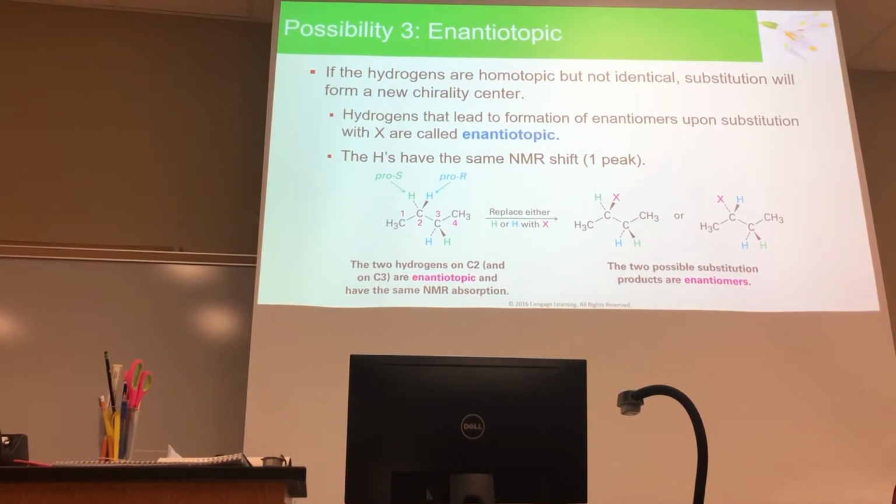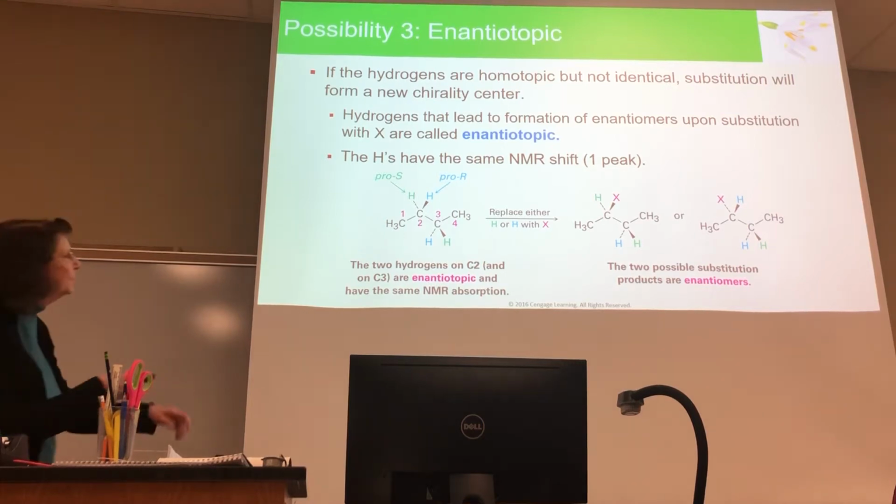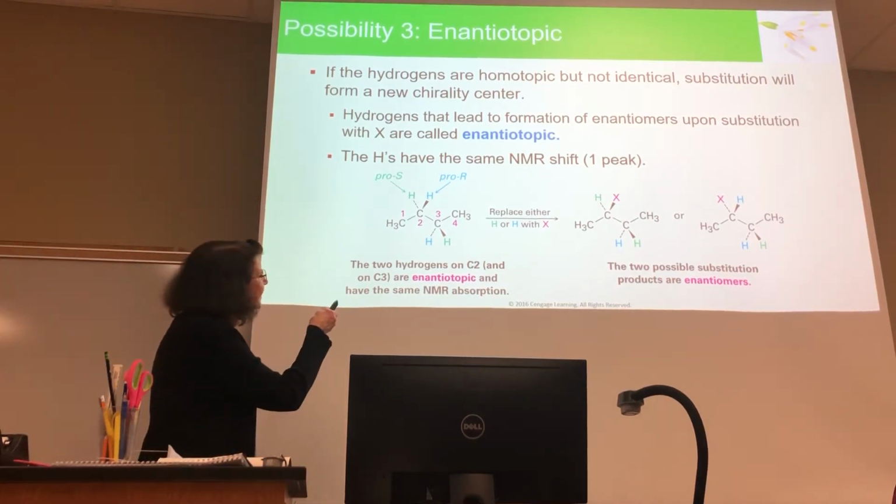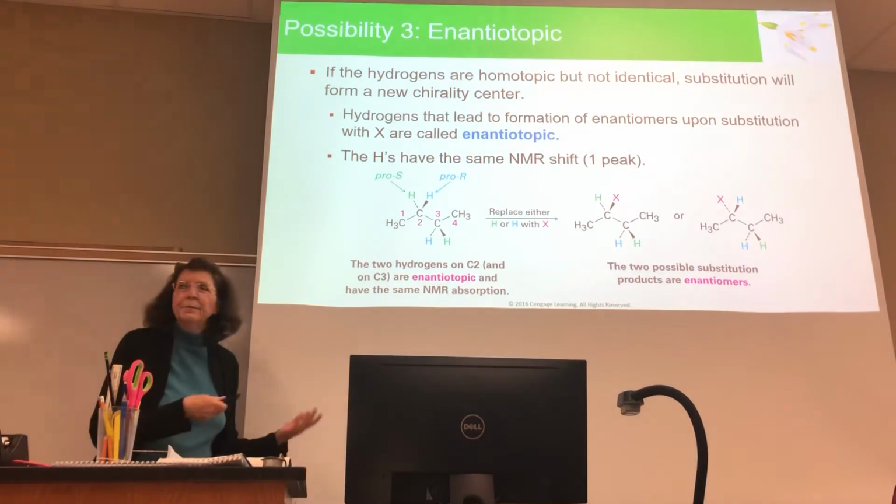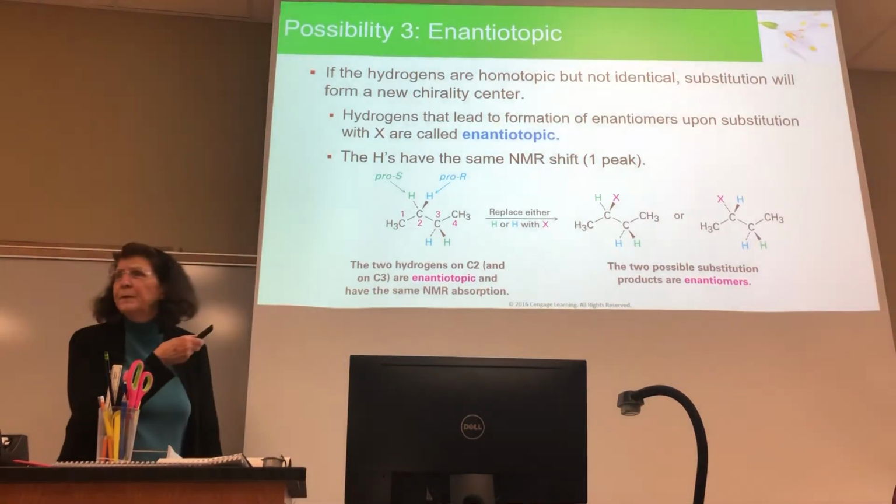It's really homotopic, but we're going to call it enantiotopic, okay? Because we look at this and we say, well, wait a minute, this one's pro-S and this one's pro-R. Everyone remember what pro-S and pro-R means? It means that if we were to replace this with an X, then we would end up with an S. It would make this a chiral carbon, wouldn't it?